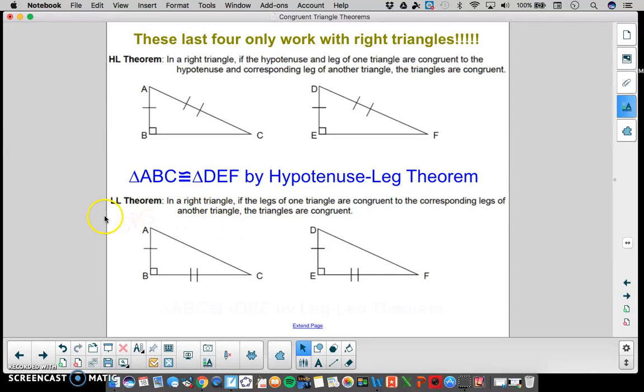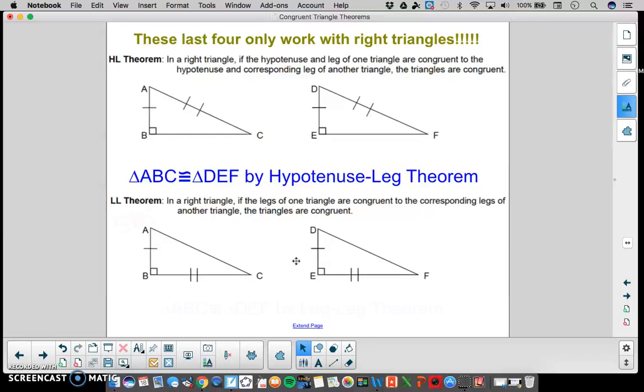The next one of these is called leg-leg. Again, given a right angle in both triangles, we then look at both sets of legs of those right triangles. The legs are the ones that make the right angle. So AB is congruent to DE here. BC is congruent to EF.